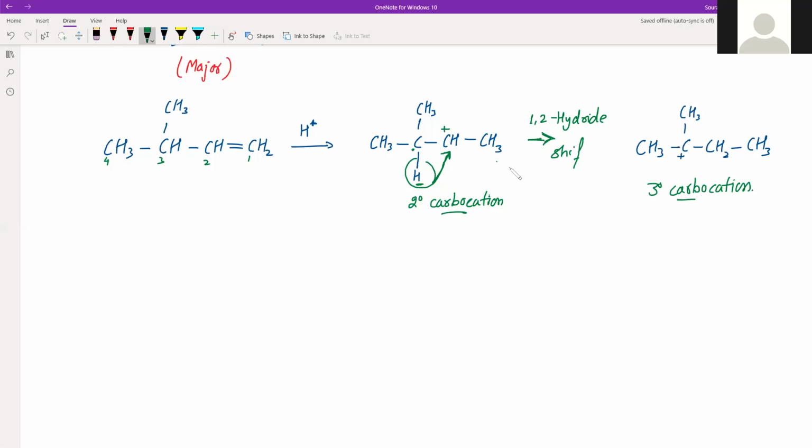So now the Br negative, which was waiting to attack, where will it attack now? It will attack the positive side. And where is the positive side? Here is the positive side. So the compound we finally get will be CH3, C, CH3, Br, CH2 and CH3. So it is a 3-degree or tertiary halide. This is the compound which we get.